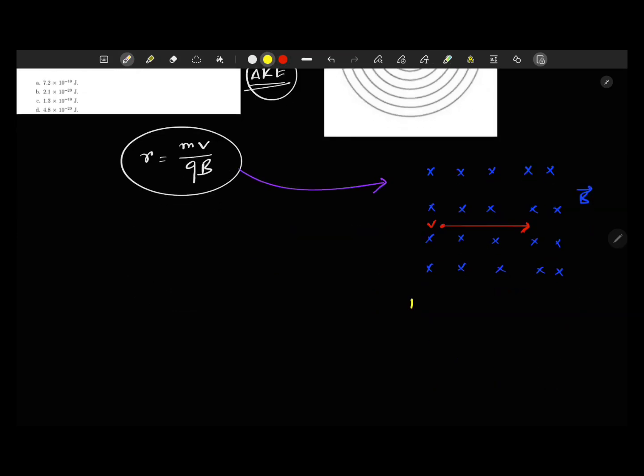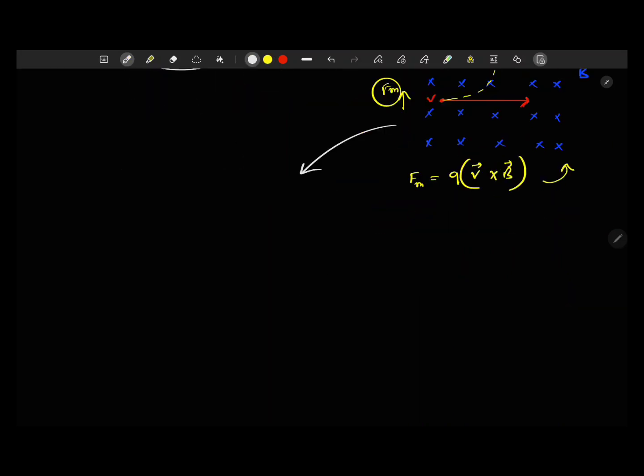So in this diagram, the acting magnetic force on this particle would give this circular trajectory. If a constant magnetic field and constant velocity are applied, then the particle will move in a circular direction, and the direction would be like this in the diagram shown. And from the kinematics of circular motion, we can easily solve for this radius.